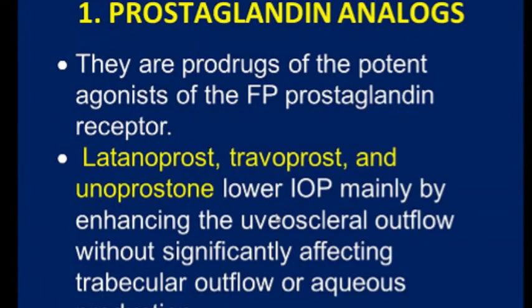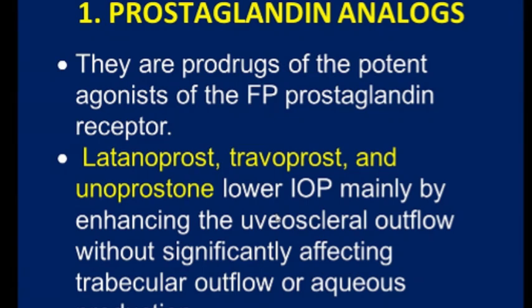We have the DP, EP, FP, IP, and TP receptors. So we have the D prostanoids, the E prostanoids, the F prostanoids, the I prostanoid, and the T prostanoids. So these prostaglandin analogs are agonists to the F prostanoid receptors. Examples of them are latanoprost, travoprost, and unoprostone. So they lower IOP mainly by enhancing the uveoscleral outflow, that is the aqueous outflow, without significantly affecting trabecular outflow.